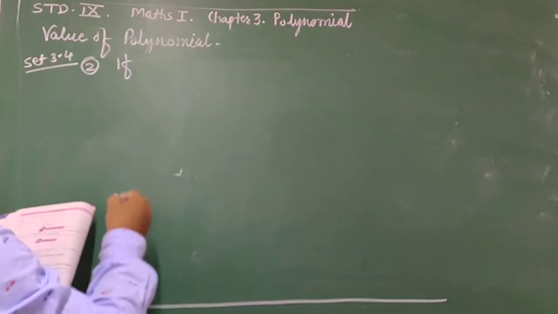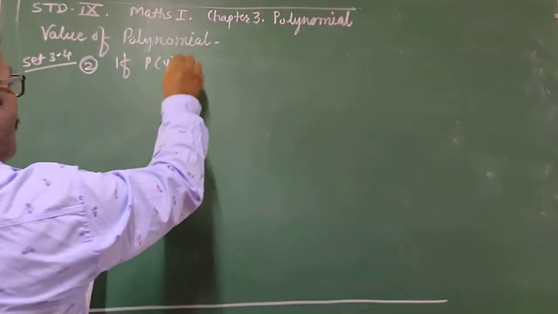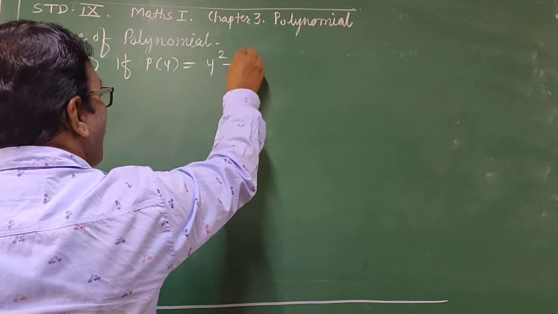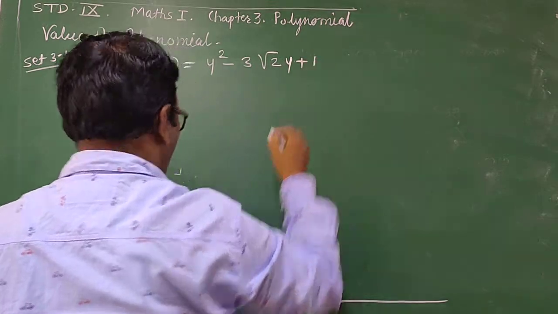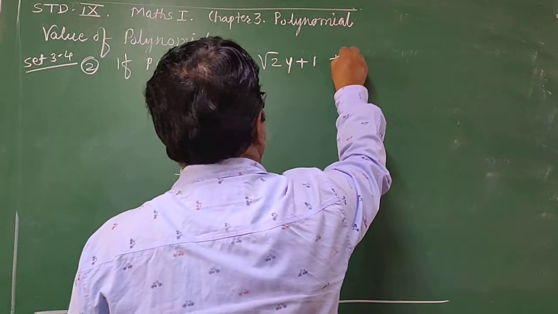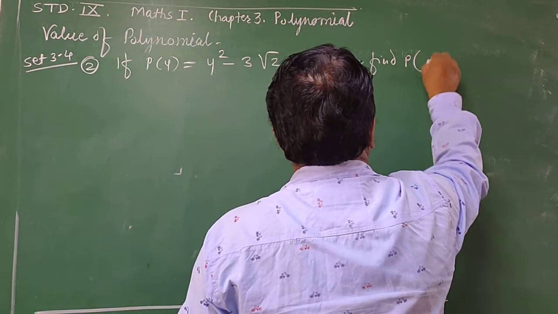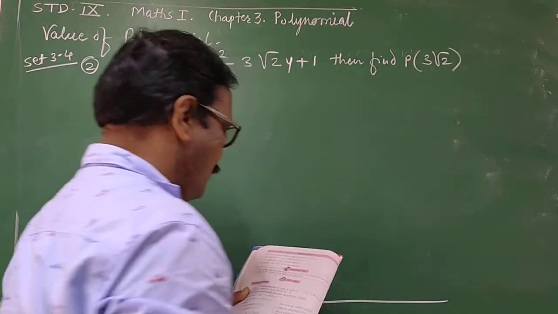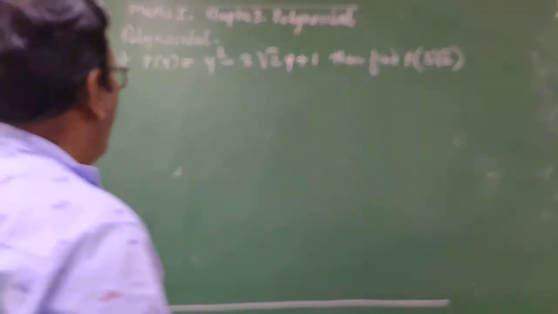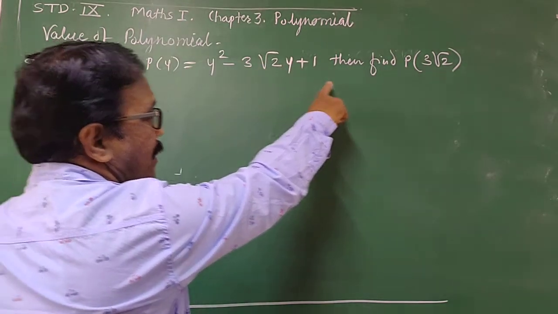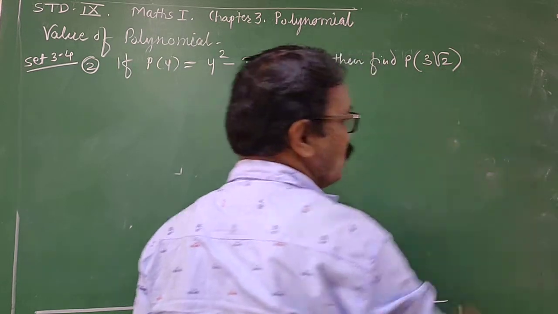If p(y) is the given polynomial y square minus 3 root 2 y plus 1, then find p(3 root 2), value of polynomial. p(y) be the given polynomial and find value if variable of this polynomial is 3 root 2.